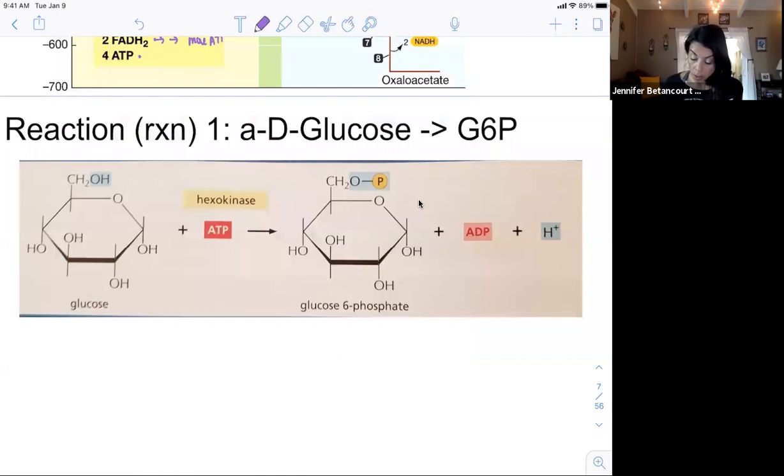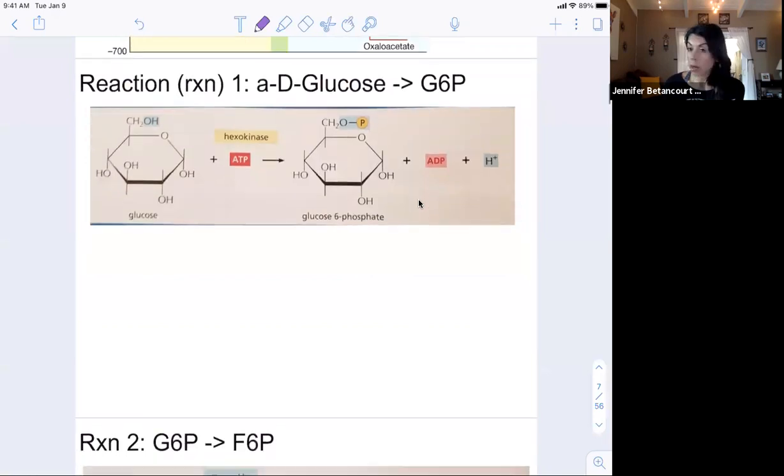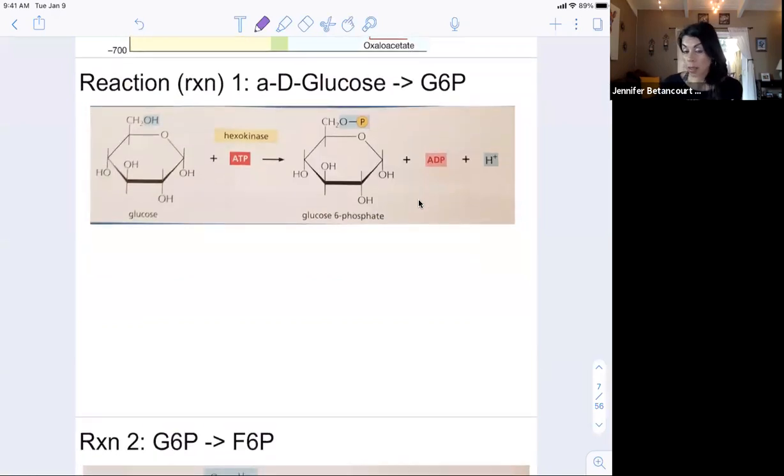Reaction number 1. What this lecture is basically going to be about, and we're not going to go through each reaction in detail because I want you to have some practice going through some of this on your own and trying to spot how the substrate has changed. But I want to give you some examples of how to do that properly. So here is reaction number 1.